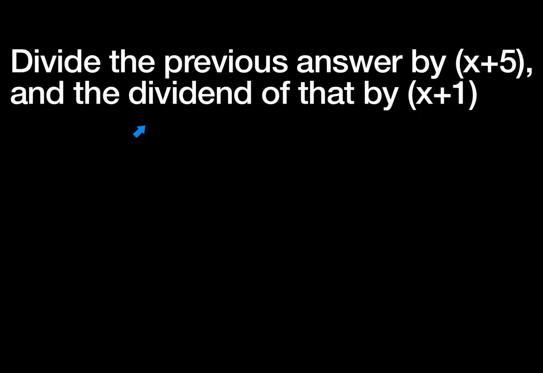So now x cubed plus x squared minus 25x minus 25. We're going to divide this by x plus 5. And then when we're done with that, we're going to divide it by x plus 1. So if you want to use long division, you can. I would recommend using synthetic division. It will be faster. So 1, 1, negative 25, negative 25.